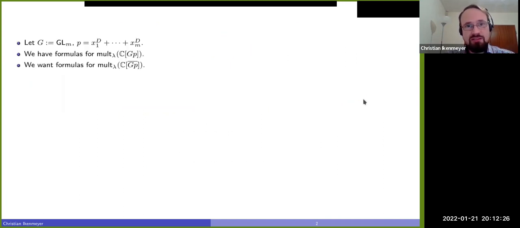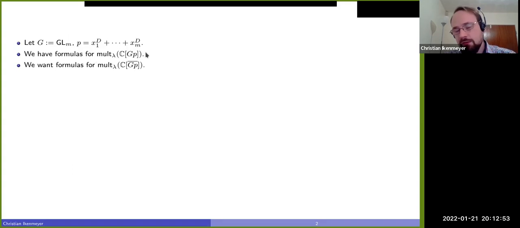It's about the power sum polynomial, as you would guess. Your group is the general linear group, and I'm working over the complex numbers all the time. The polynomial P is the power sum polynomial of degree D. And, as I'll explain on Tuesday, we do have formulas for the multiplicities of the coordinate ring of the orbit.